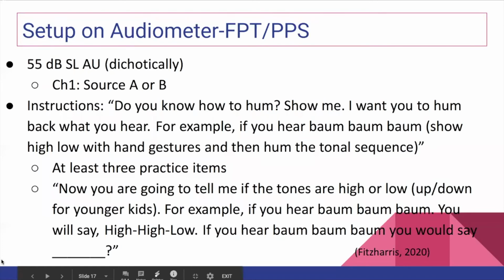The way we set it up on the audiometer is we're going to set the intensity at 55 dB SL in both ears. So they're going to be hearing this test dichotically through both ears at the same time. We're going to set channel 1 at either source A or source B.